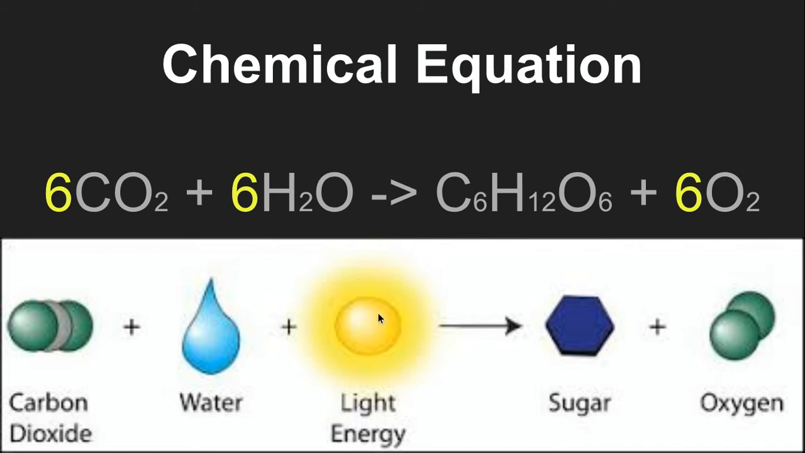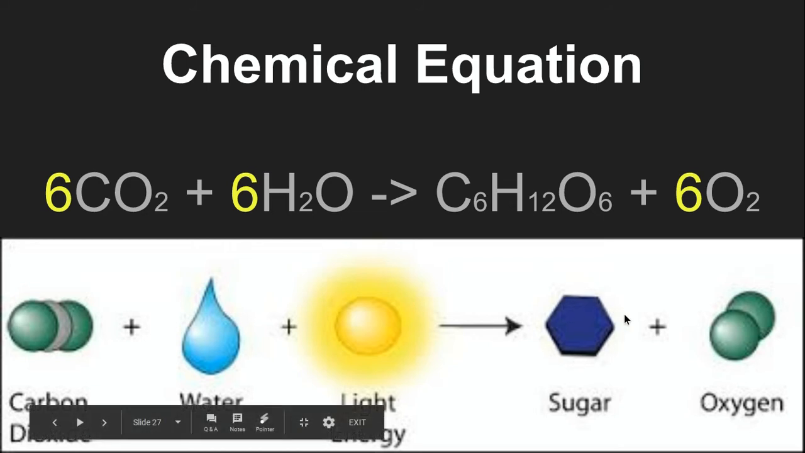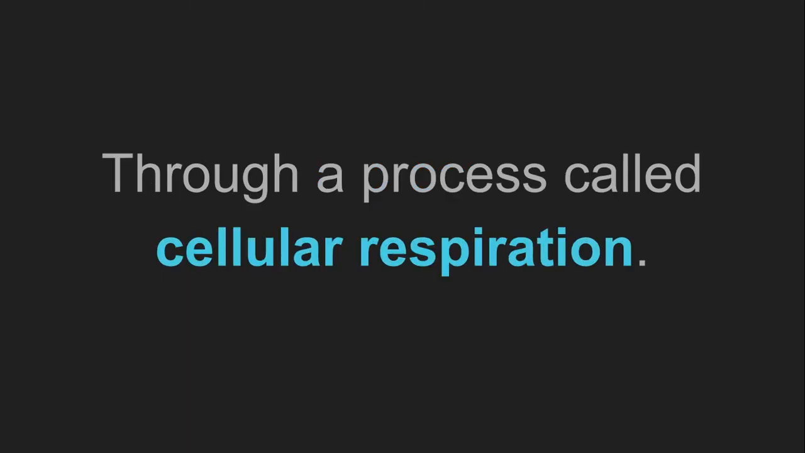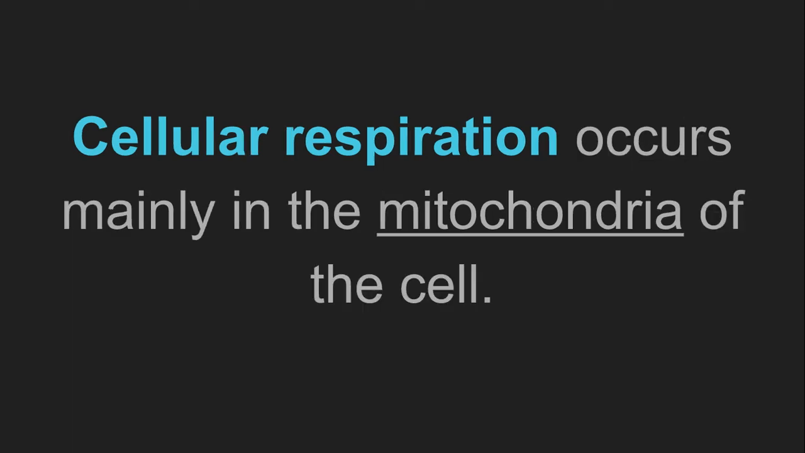Now, all of this energy is pretty much being stored in the bonds of this sugar, much like the bonds of that ATP molecule. So, how do we access the energy the sugar molecule is storing? Well, there is a process that we undergo called cellular respiration. Cellular respiration is this cool process that breaks down sugars to produce ATP energy. Cellular respiration occurs mainly in the mitochondria of the cell.